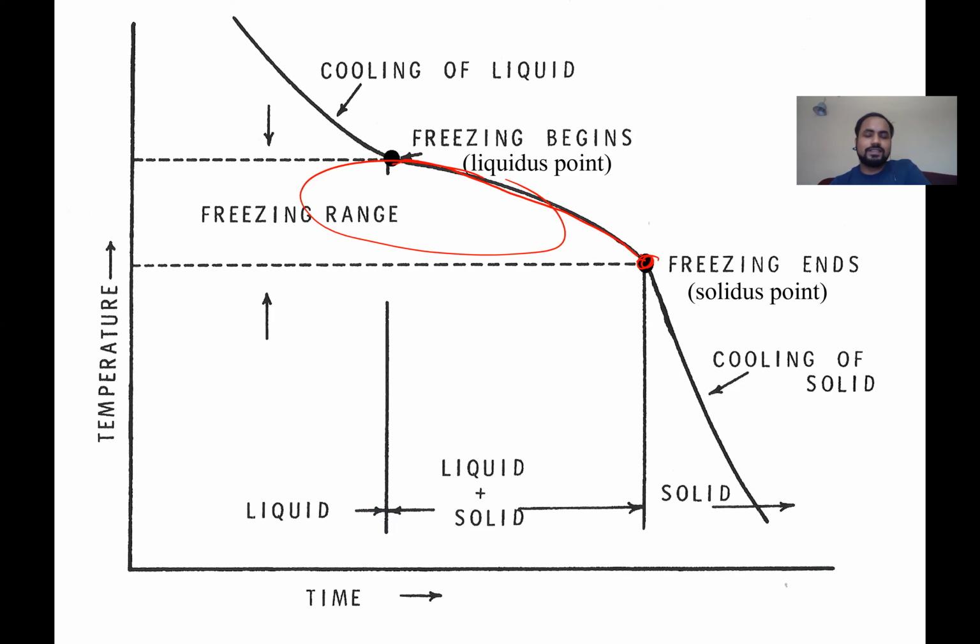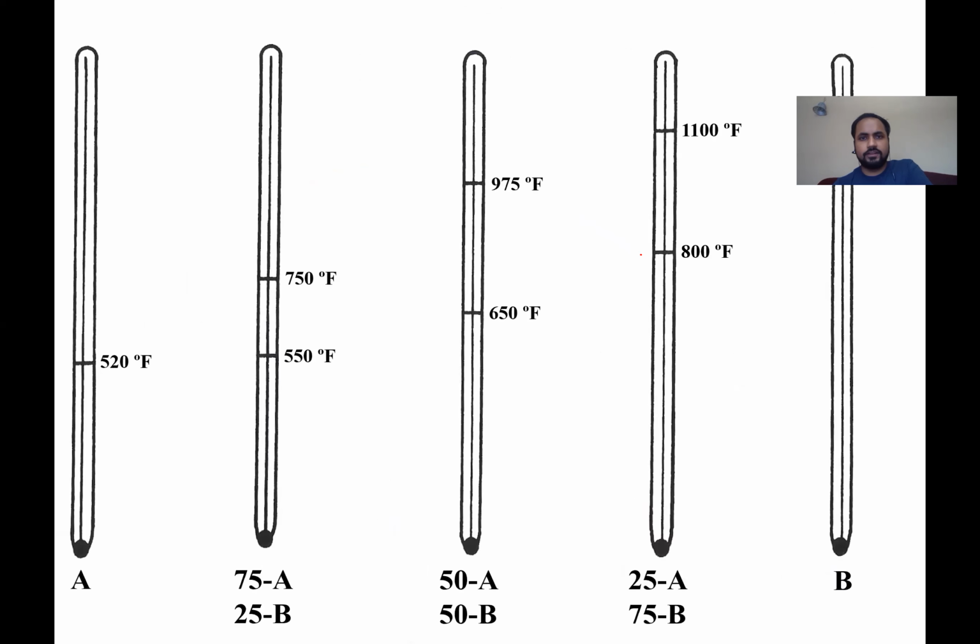This same concept is used to form the phase diagram. So let's say you have pure A on one side, and this is the melting point of pure A, 520 Fahrenheit. And then you have B on the right side, and there's the melting point of B. Now, if you take a mixture of A and B, you will see that it gives you a range of melting point. As soon as you change the composition of the mixture, the range varies, right?